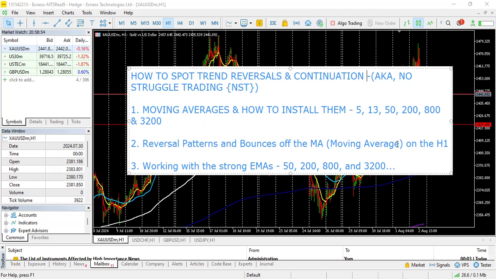And I'm going to analyze that solely on my H1, the 1 hour time frame. Please bear in mind the EMAs you are going to install: 5 EMA, 13 EMA, 50 EMA, 200 EMA, 800 EMA, and 3,200 EMA. So that's 6 of them in all. Then the third thing we're going to be discussing is how to work with the strong EMAs, that's the 50, 200, 800, and 3,200 EMAs.